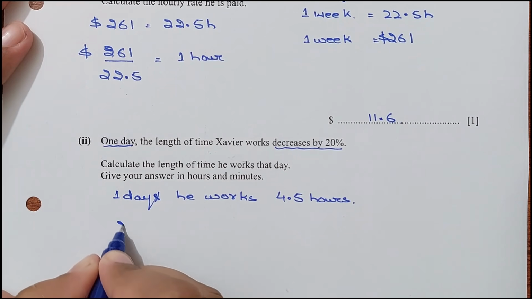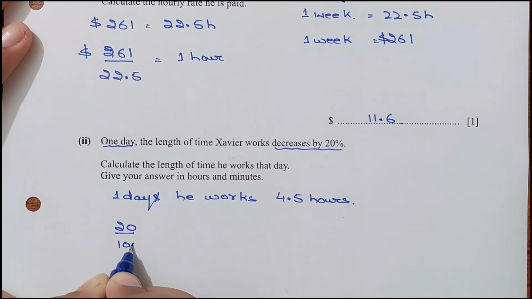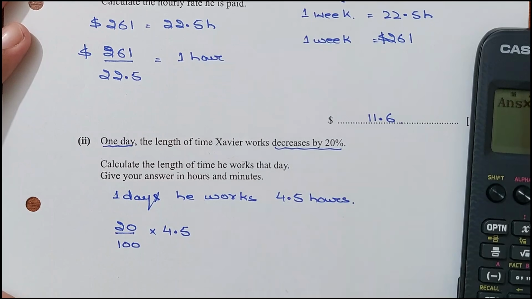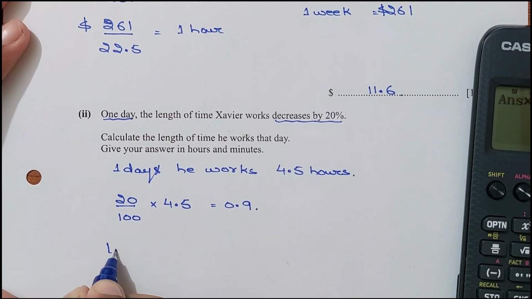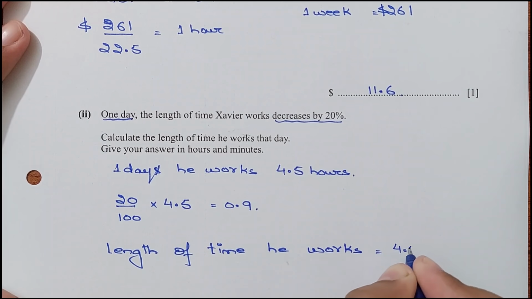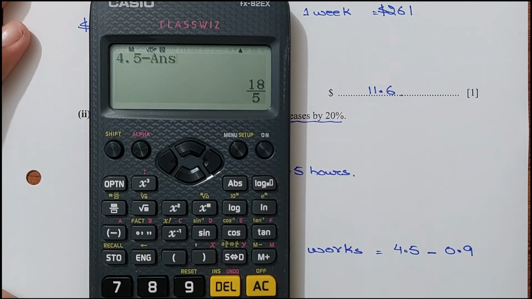Okay, so first we have to find what is the decrease. So it is 20% of 4.5. Okay, 20 divides 100 times 4.5. This is 0.9, right? Okay, so let me find the length of time he works. From 4.5 hours, it is decreased by 20%, which is 0.9. 4.5 subtract this answer, which is 3.6. In hours and minutes, it is 3 hours and 36 minutes.